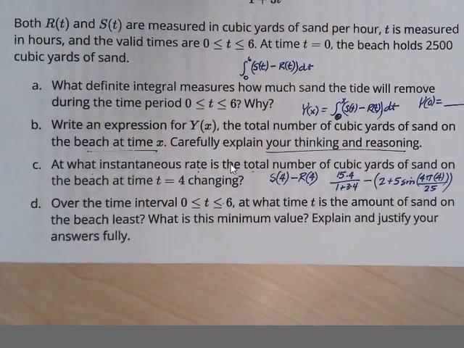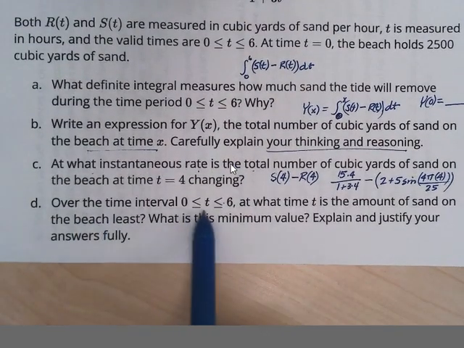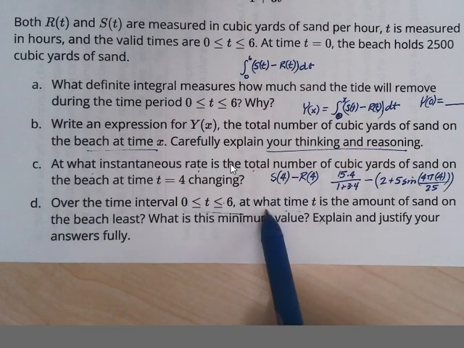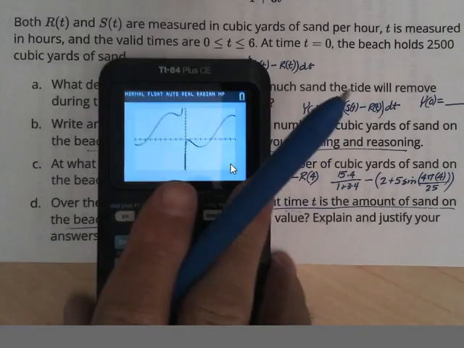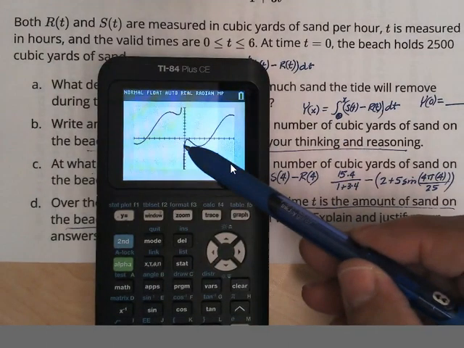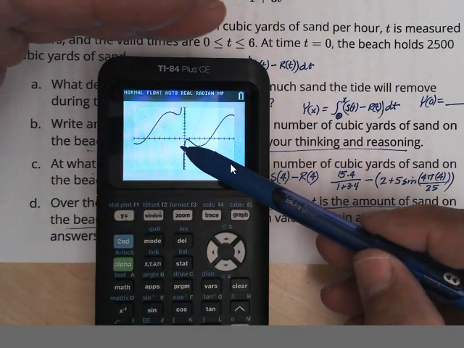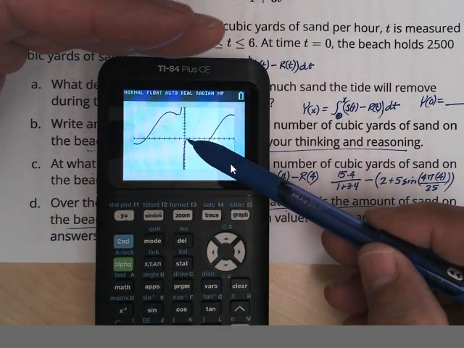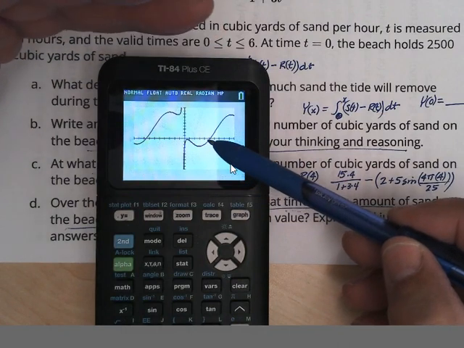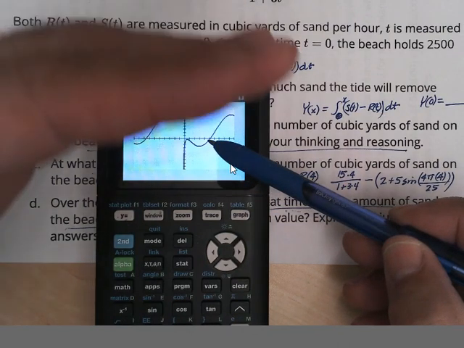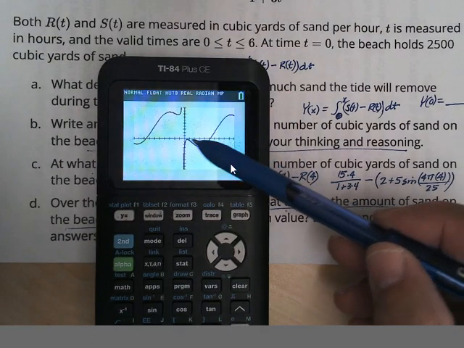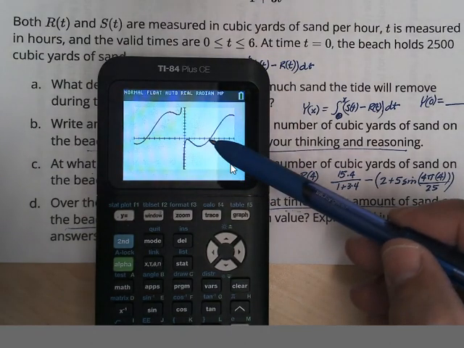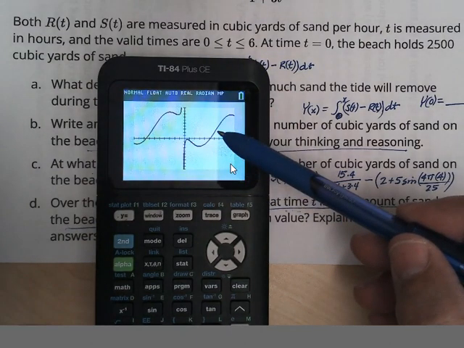So when they say over the time interval 0 to 6, at what time is the amount of sand on the beach the least? If it starts out at some level, we don't know what level, but it's losing sand all the way up to here, going down, down, down, faster sometimes than other times, but it's going down all the way up to here, and then it starts adding.